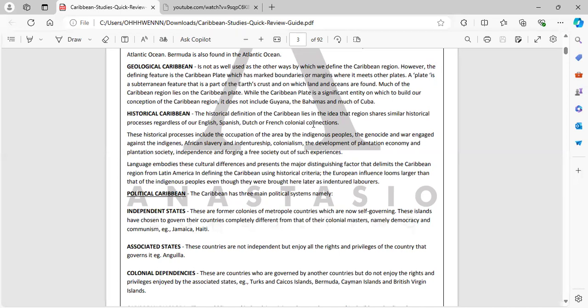Certain countries are on the Caribbean plate, but some countries are considered Caribbean and are not on the plate. Countries such as Guyana are not on the plate. The Bahamas, not on the plate. And Cuba, not on the plate at all. I don't know which plate they depend on. You have Nazca and you have Cocos. Somebody Google it for me. I don't know if it's Nazca or Cocos. But they're not on the Caribbean plate. So that's a limitation of the definition of the geological Caribbean.